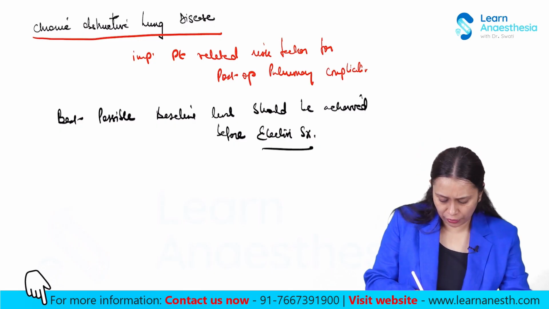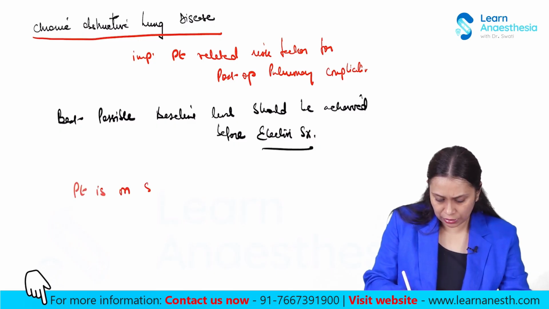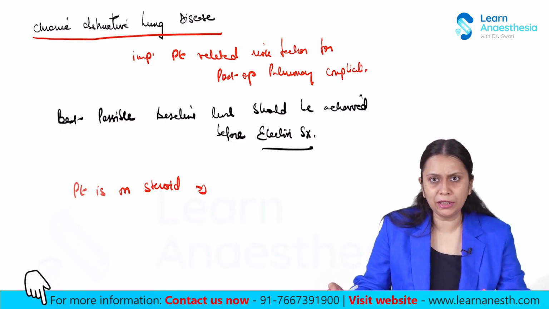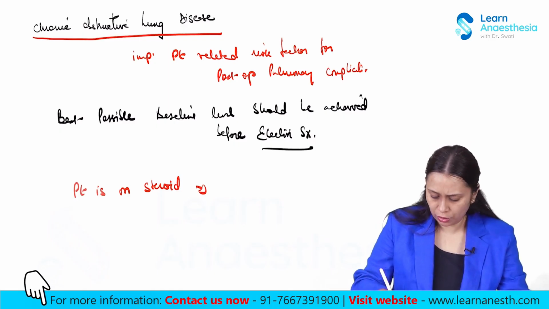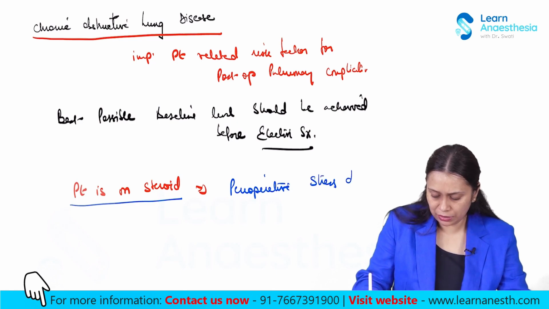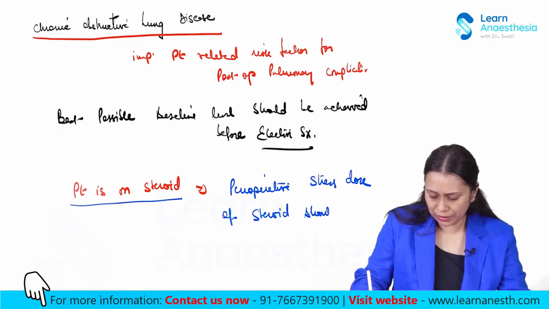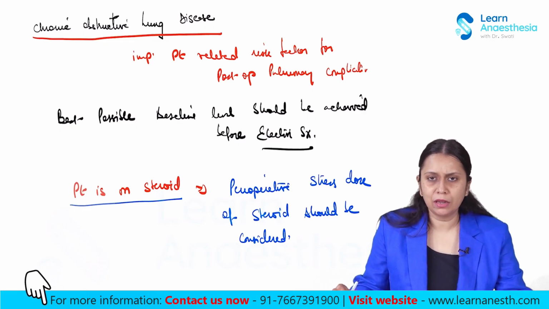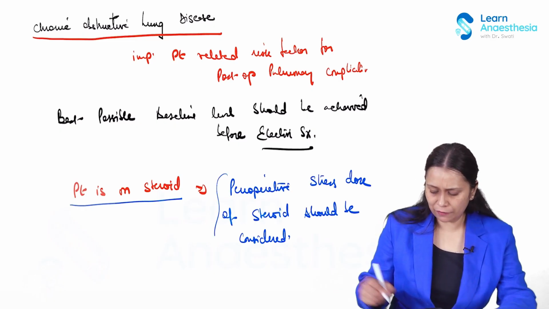If a patient is on steroid, perioperative stress dose of steroid should be considered depending upon the type of surgery the patient is posted for. And if you don't want to give the steroid, then get the hypothalamic pituitary axis evaluated, whether it is under steroid suppression or not. So we have to consider this as well.